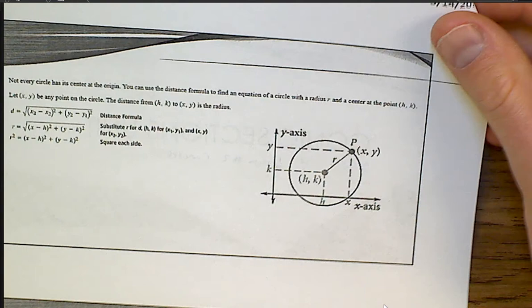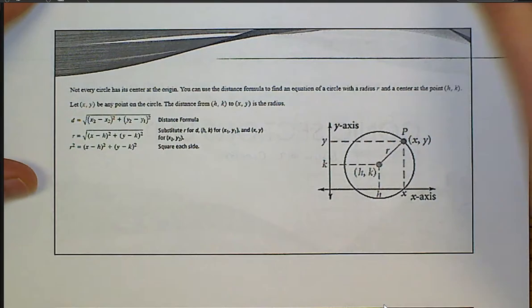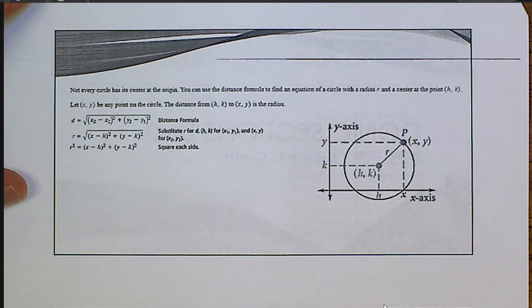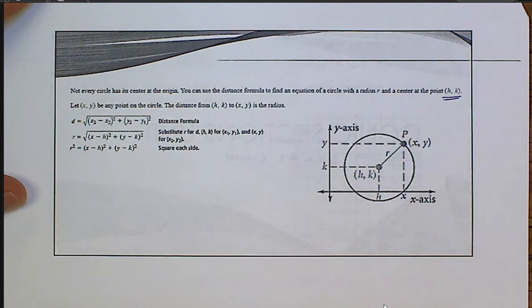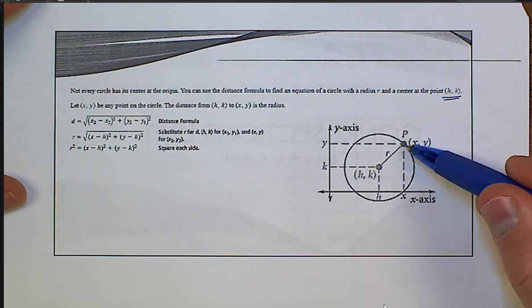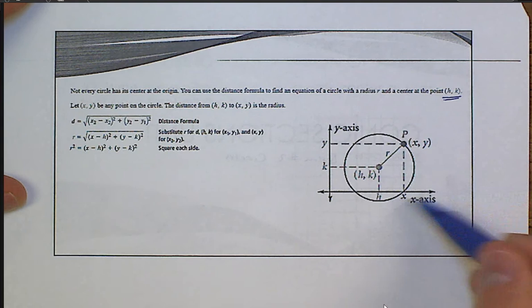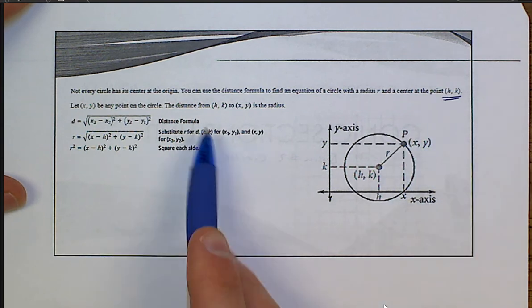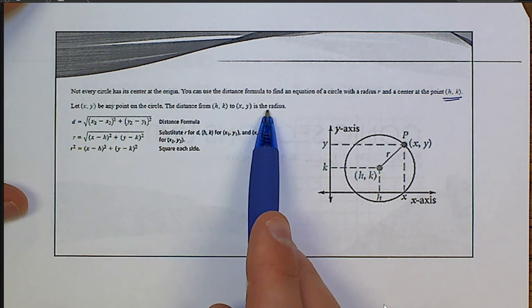All right, not every circle has its center at the origin. You can use the distance formula, which I just showed you, to find the equation of a circle with a radius and a center at h, k. We've dealt with h, k before. So let x and y be any point on the circle, so that's this point right here, x, y, again, that's your vertical distance and horizontal distance. And the distance from h, k to x, y is the radius.